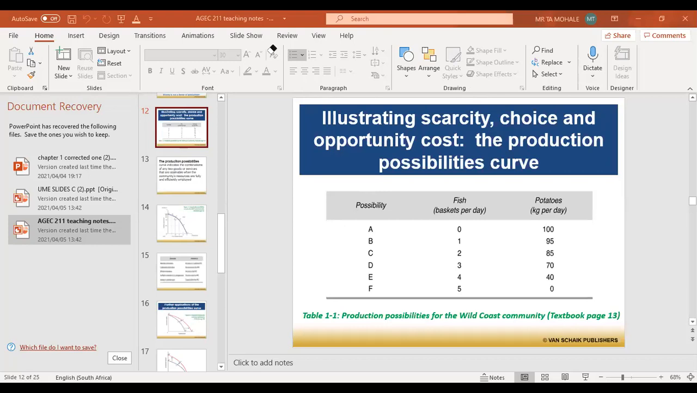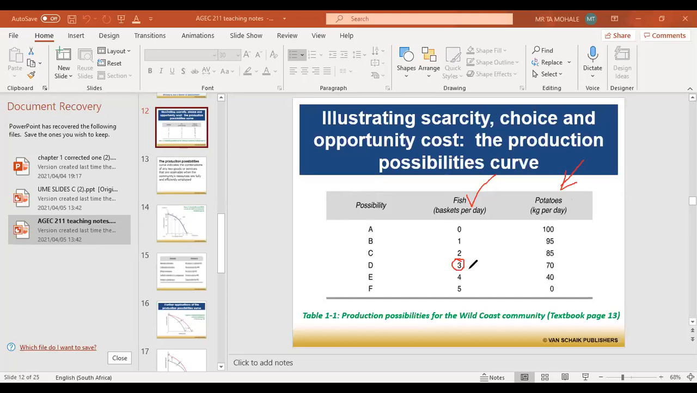When we calculate for 3 baskets of fish per day, you are going to check. This farmer wants to produce 3 baskets of fish per day. When they say calculate the opportunity cost of producing 3 baskets of fish per day, your answer, the loss, should be in terms of the other product, which is potato. Meaning you are going to calculate the opportunity cost in potatoes, not fish.